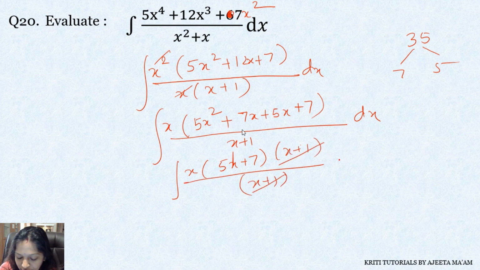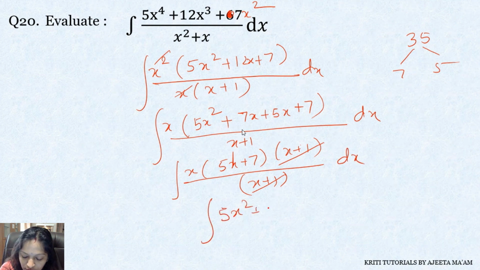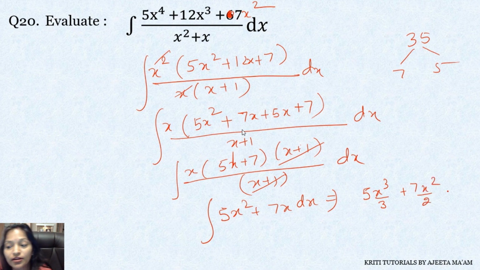So now you get the integral as 5x square plus 7x. Now if you integrate it, what will you get? 5x cube upon 3 plus 7x square upon 2 plus c. So that's your final answer. No need to take LCM and all. Leave your answer here. Right? Now let's move on to the next.